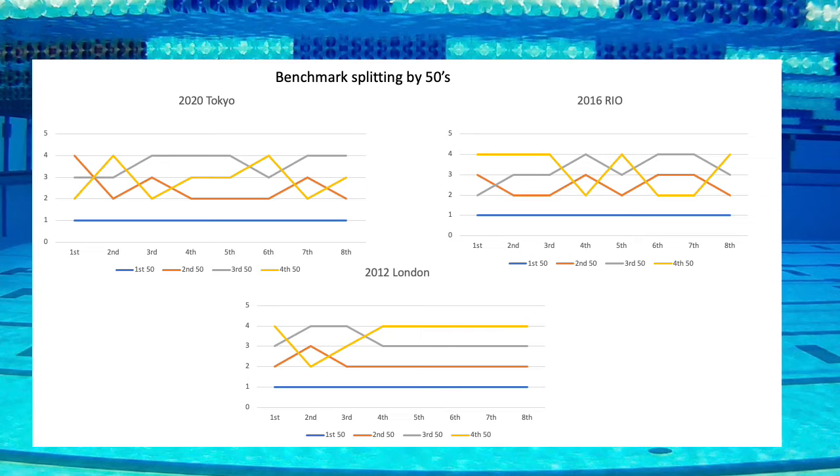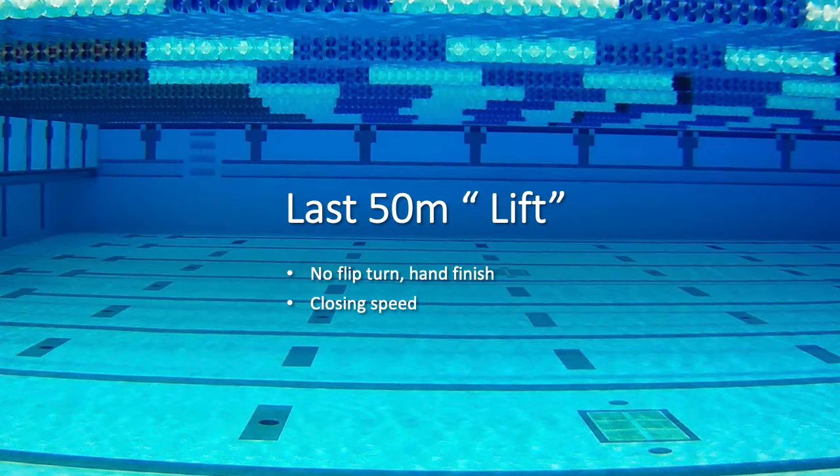It was only in the last 50 that she was passed by the Australian Kaylee McKeown, who had her last 50 be the second fastest. The last 50 lift: there's no flip turn on the finish. It's a hand finish, so that should be faster. And it really comes down to closing speed, being able to have the legs to finish properly, to drive the stroke rate to finish to the wall.